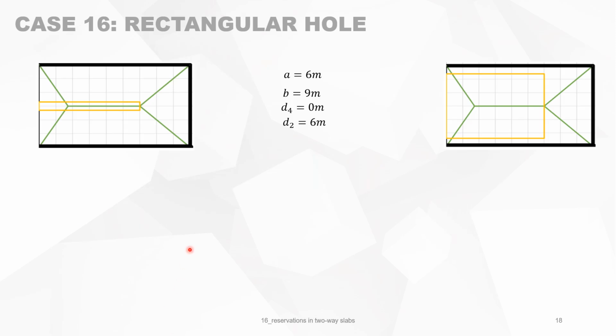I'll give you now 2 examples of how you can use the methods and the different formulas in this video. For instance, we have a slab, 6 meters by 9 meters, and we want to make a reservation like this into the slab. The length of the reservation is 6 meters, and the depth varies from 1 meter or 1.5 meter to something like that. Now I want to know how the reservation affects the bearing capacity of the slab.